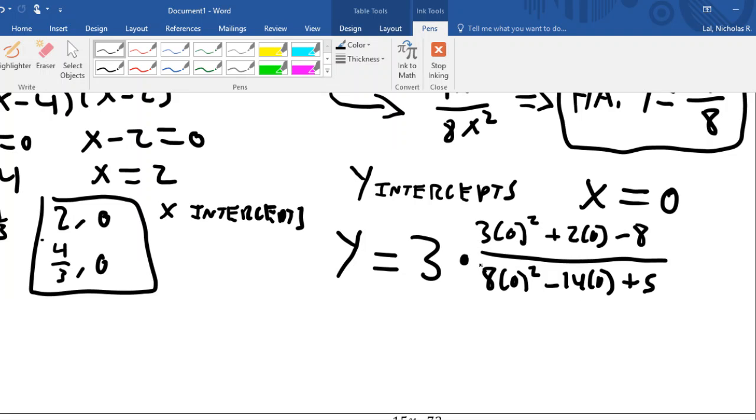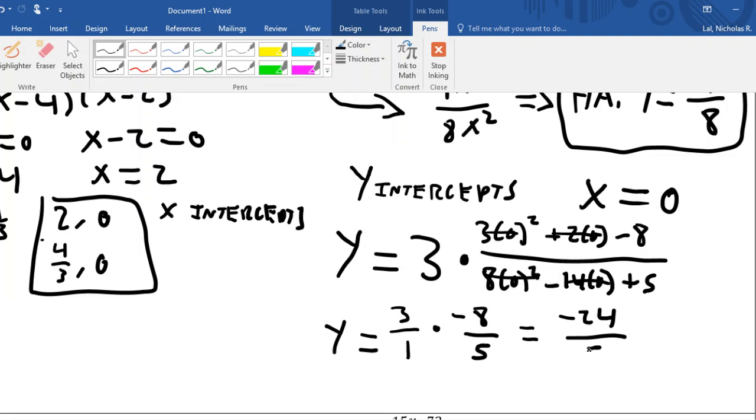So what happens to 3 times 0 squared plus 2 times 0? 0. So this just becomes, in fact, I can just get rid of anything that's multiplied by 0 or 0 squared. This simplifies to 3 over 1 times negative 8 over 5. So what's 3 times negative 8? Negative 24 over 5.